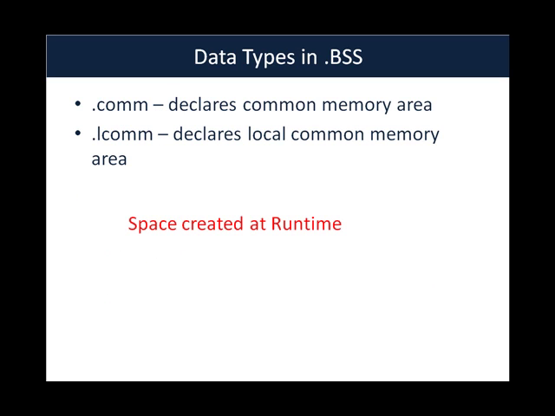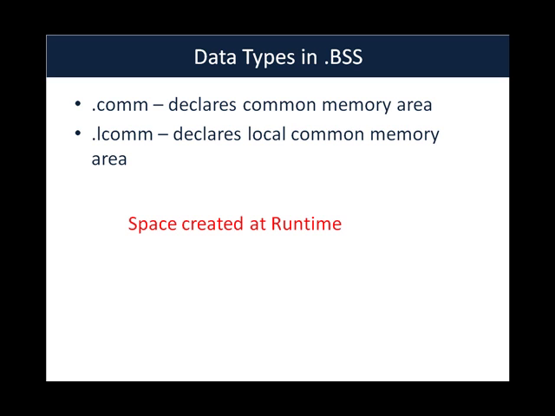So we can define .comm, which is COMM, and this declares a common memory area. And there is a variation of that called .lcomm, which declares a local common memory area. Now, I will not get into the exact details and differences between both of these for now, just to keep it simple. However, the important thing to remember is that anything declared in the .bss segment is created at runtime.